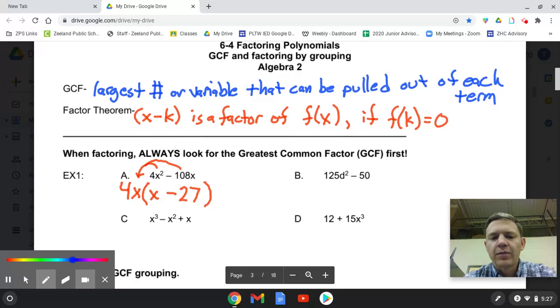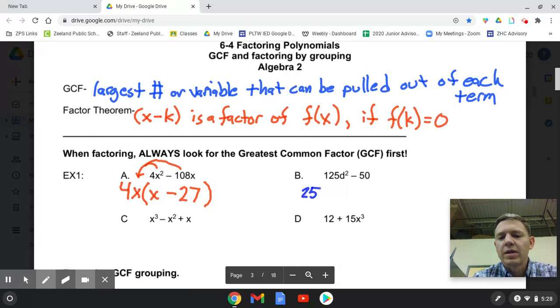All right, let's look at B. 125 d squared minus 50. What's the biggest factor they have in common? The greatest common factor. Go ahead and hit pause and give it a try if you want. You might be thinking that 5 is the biggest factor here. 5 goes into both, it does, but I think we can get a bigger number. I think 25 goes into both 125 and 50. So 25, I can take out of both.